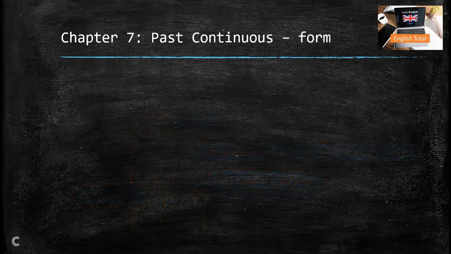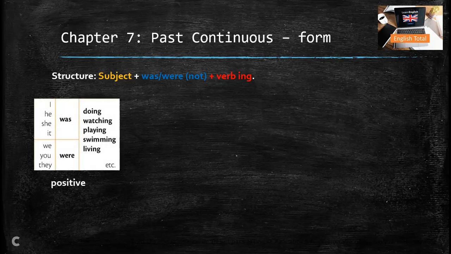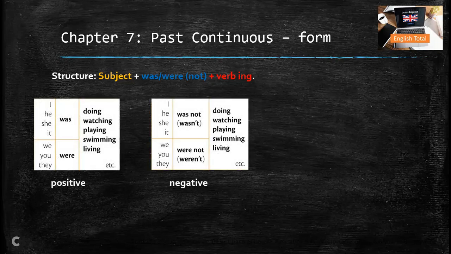Well, let's talk about structure now, as usual. This is the basic sentence structure in the past continuous. First, there's the subject, followed by was or were, and the verb in ing form. Quite simple, isn't it? Now, this is the structure for positive sentences. And this is the structure for negative sentences. As you can see, the only difference between positive and negative sentences is the use of not after was and were.